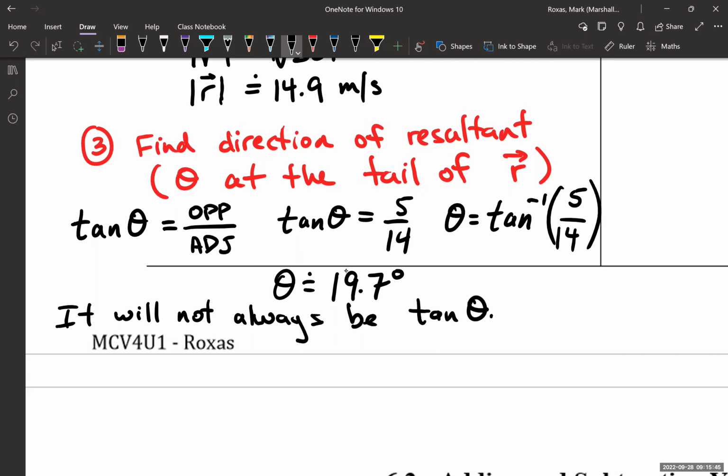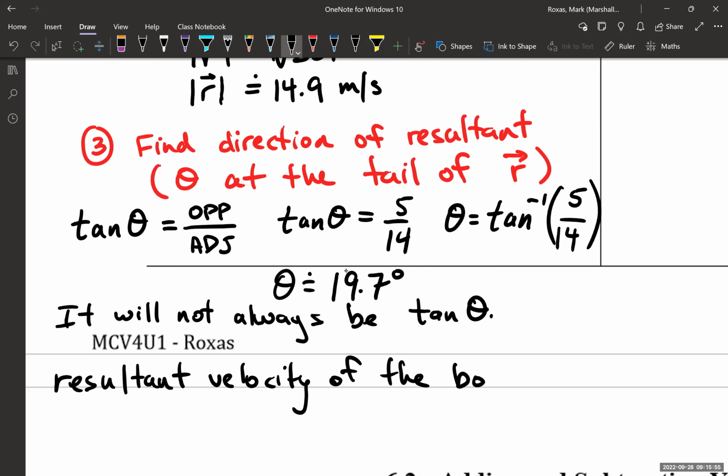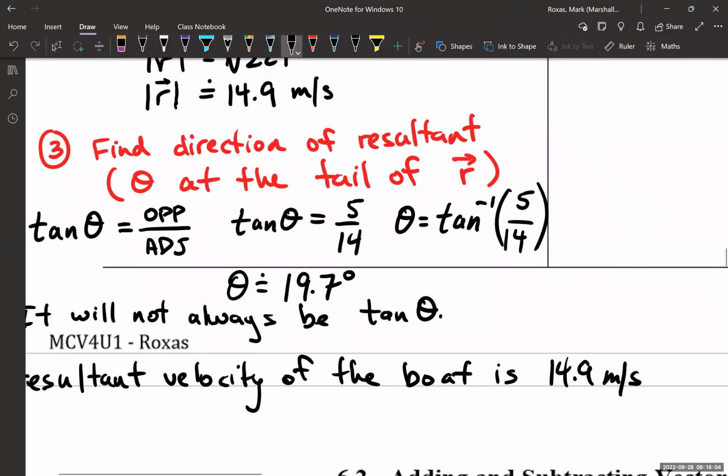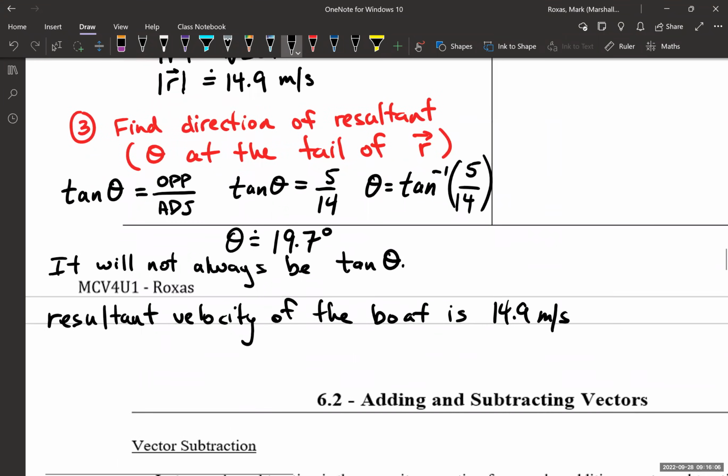For my final statement, I'm going to say the resultant velocity of the boat is 14.9 meters per second. And here's the important part, the direction. You just can't write 19.7 degrees. You have to give me either a quadrant bearing or a relative angle.